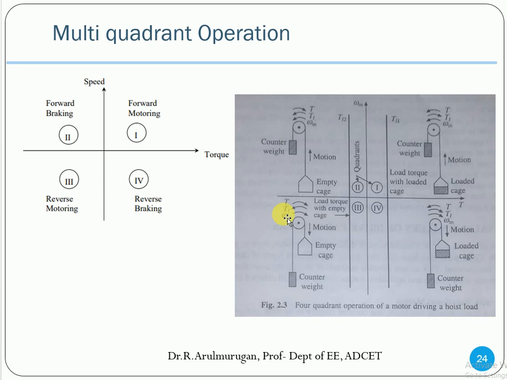So this is point number 2. Point number 1 is speed, motion, upward direction, downward direction. Point number 2 is about the load. So where is the load? On the load side, a load torque is present.